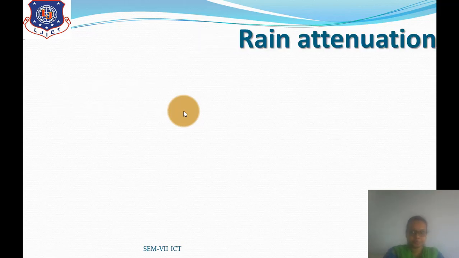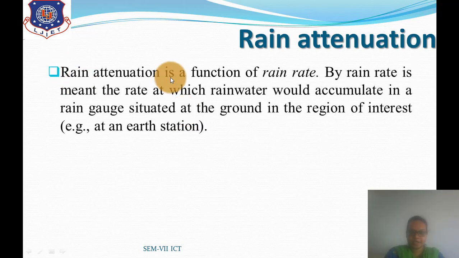Now, first of all, what does rain attenuation mean? Rain attenuation is a function of rain rate. By rain rate, it means the rate at which the rainwater would accumulate in a rain gauge situated at the ground in the region of interest. That means, for example, at an earth station.